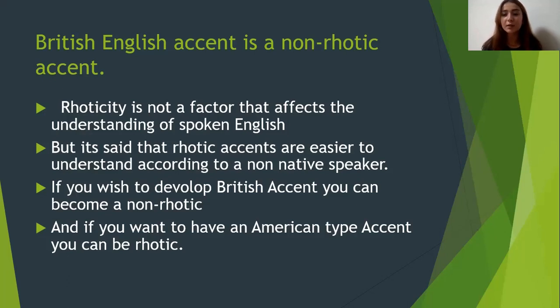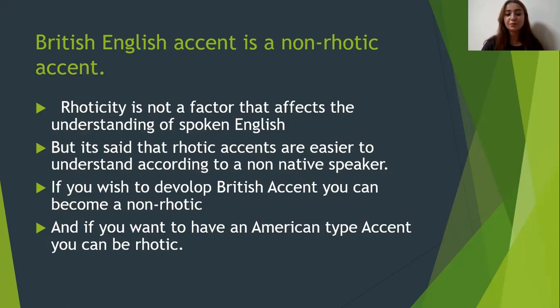As a non-native speaker, I agree, because sometimes I can't understand what a British person is talking about perfectly. I love British accents. I love listening to them, but as I said, I sometimes can't understand them, but American accents are easier to understand. And I personally prefer American accents. But if you wish to develop a British accent, you can become non-rhotic. And if you want to have an American type accent, you can be rhotic.